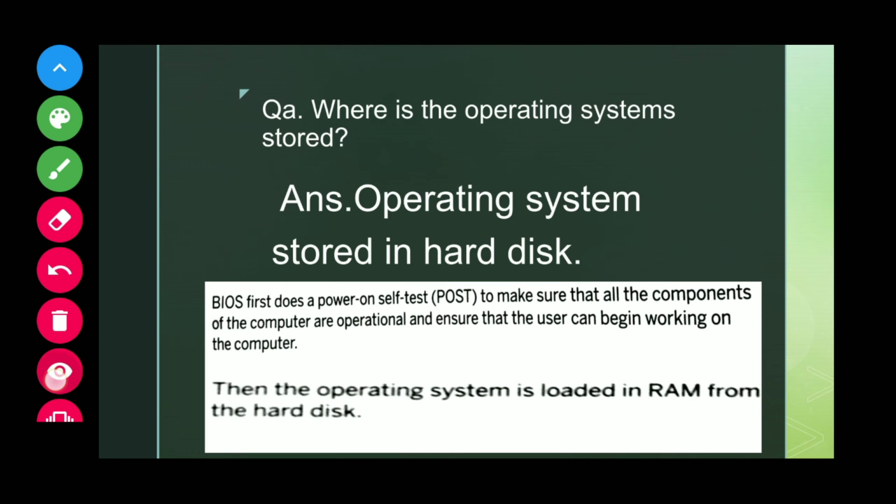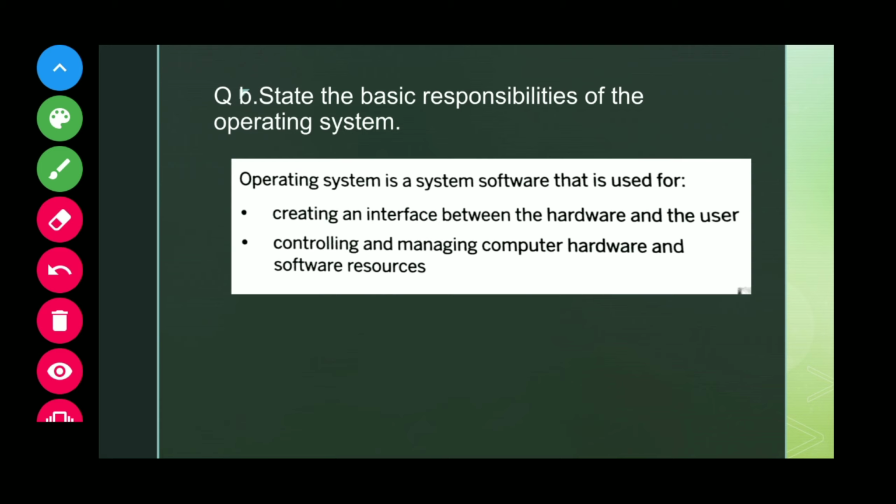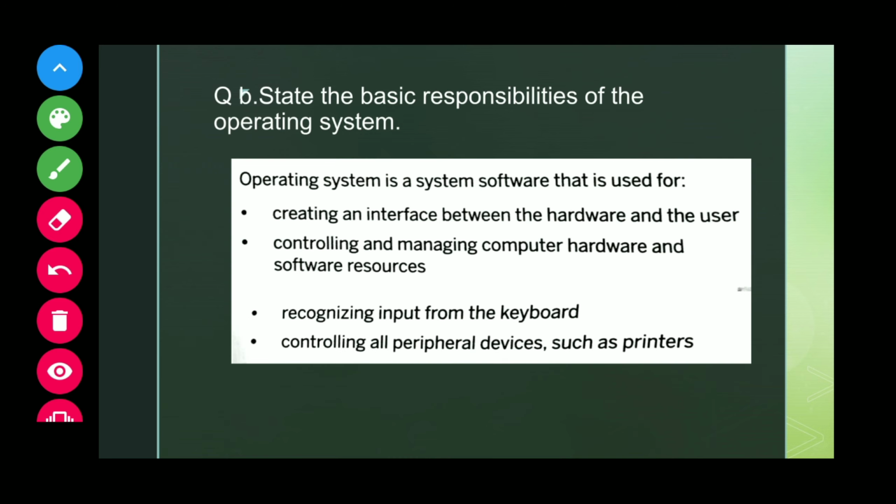Okay, now we are going to the next question. State the basic responsibilities of the operating system. First, the operating system is system software that is used for creating an interface between hardware and user. Second responsibility, controlling and managing computer hardware and software resources. Third responsibility is recognizing input from the keyboard and controlling all peripheral devices such as the printer, etc. So this is the answer.